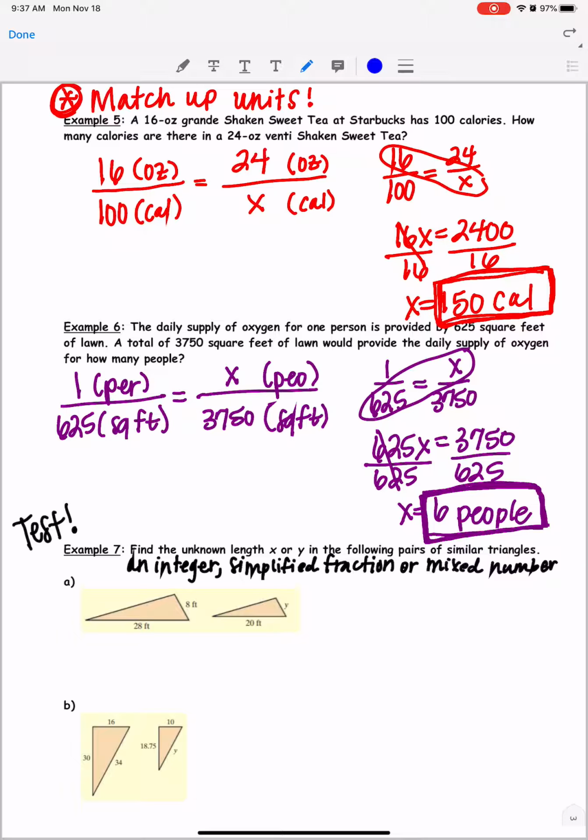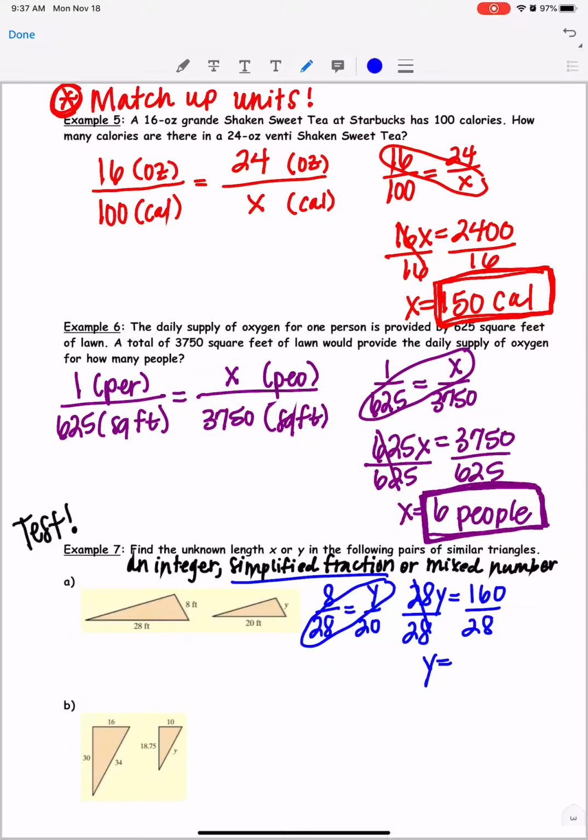we went 8 over 28 equals y over 20. Cross multiply. I've got 28y equals 8 times 20 is 160. Divide by 28. And when you divide by 28 in your calculator, you're going to get 5 point something. Okay, it doesn't come out evenly. So this is where that simplified fraction or mixed number comes into play.